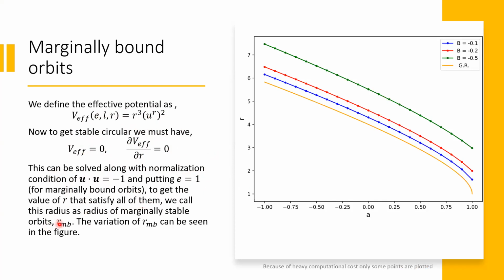This is termed as RMB, and we can see a plot of RMB here. Note this is not a continuous plot because we have to solve all these four equations, and it was computationally very costly, so we have just plotted some points so as to get a feel of the actual data. We can always see that with the increasing magnitude of B, that is variation from the actual GR, the RMB increases. It is like a shift in RMB.